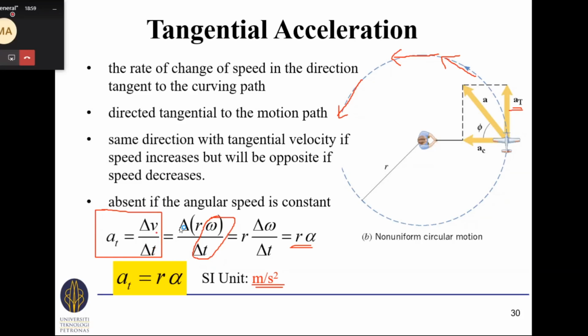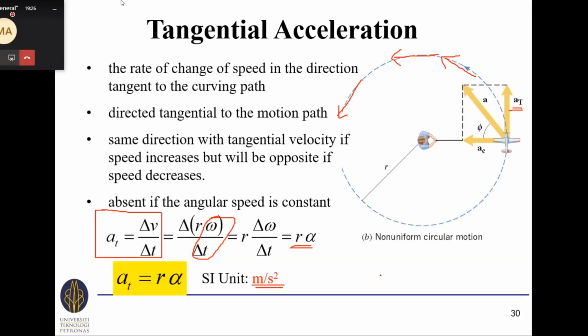Then again, for rotational motion, V is equal to R omega. Then you will see that omega over T gives you alpha. Omega over T is the change of angular speed over time, which refers to alpha. Then AT is equal to R alpha. Again, we define this as A, so acceleration is in meters per second squared.